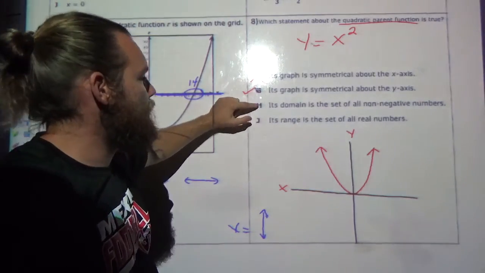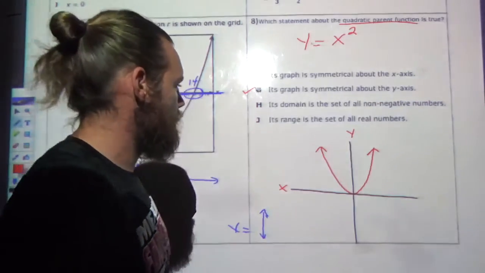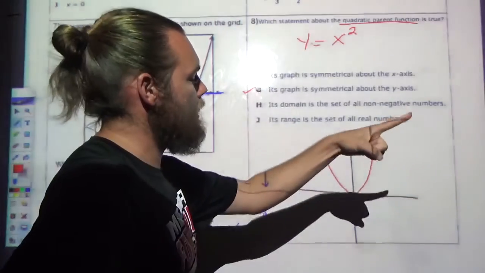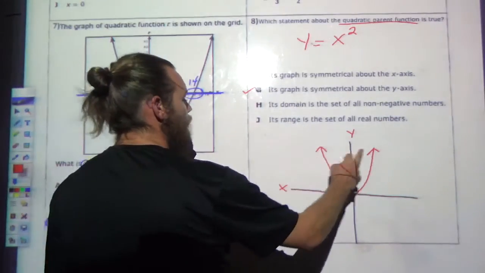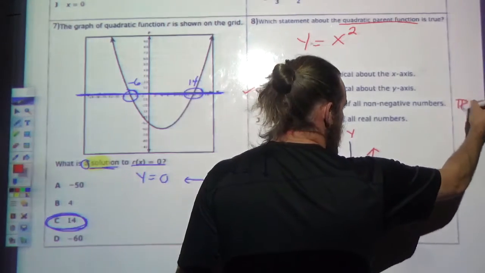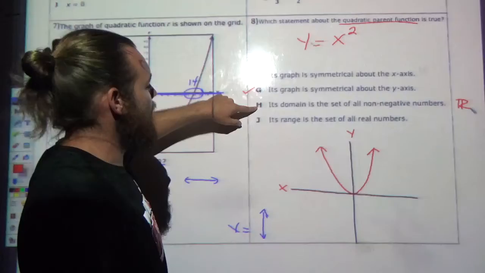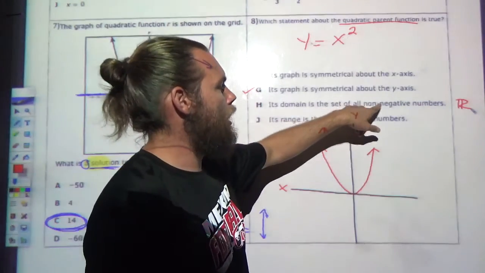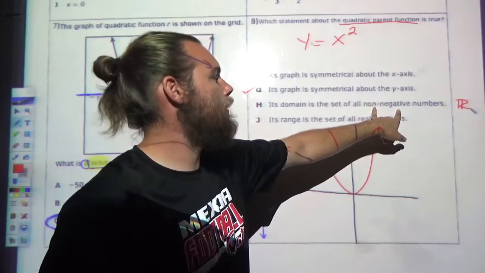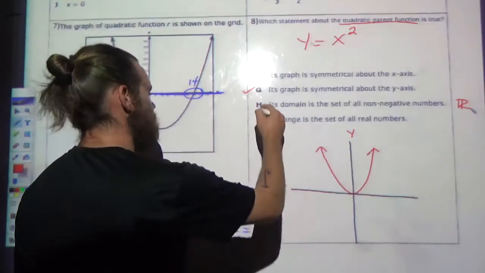H says its domain is the set of all non-negative numbers. Domain, we remember, is far left and far right. For a quadratic function, the domain is all real numbers. That means every single positive and negative number. In H, it's saying that it's all non-negative numbers. That means it's just all positive numbers, which is wrong because it goes negative as well.